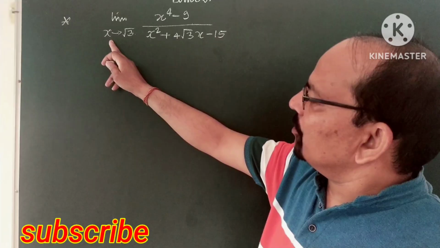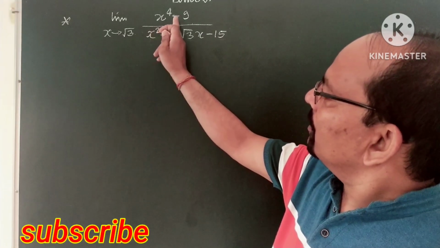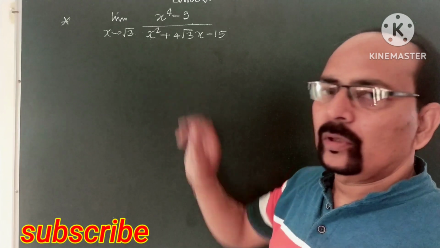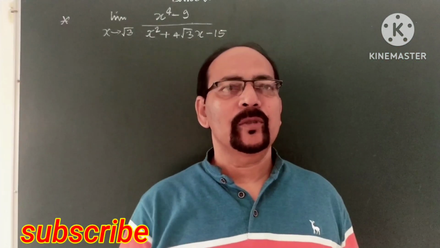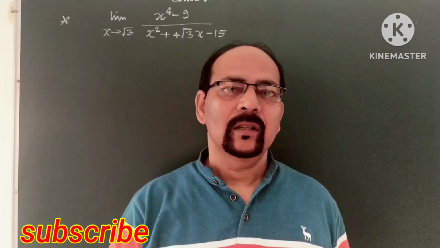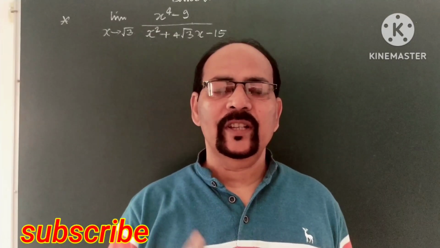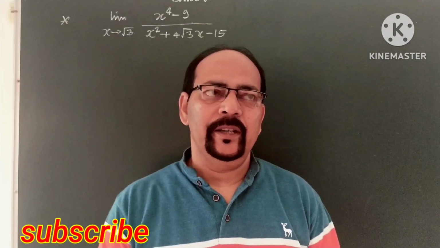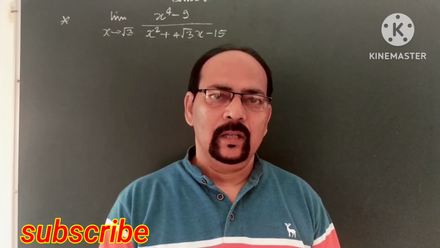If we directly put x equal to root 3, the numerator will be 0 and the denominator will be 0. Therefore, it is of the form 0 by 0, and the limit does not exist in this form. Therefore, we solve it after factorization. In this condition, we can solve it by the factorization method.